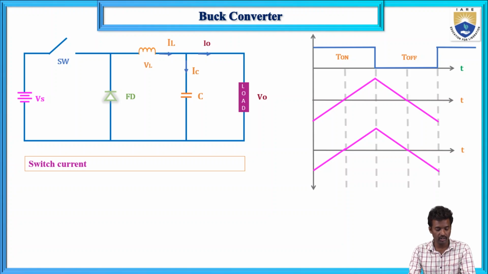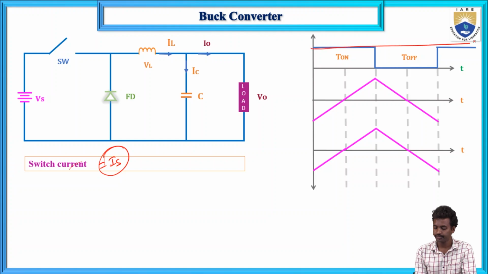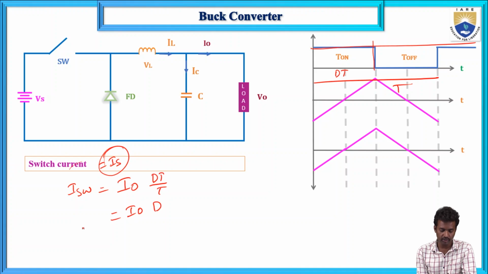So source current equals switch current, but here the switch current is calculated only when the switch is turned on. So this is the total current, and the source current is this. So in the turn-on case only, you calculate that current. In the turn-on condition, ISW equals I naught or IL into dt by the total time duration T, that equals I naught or IL into D. So this is the average switch current only.